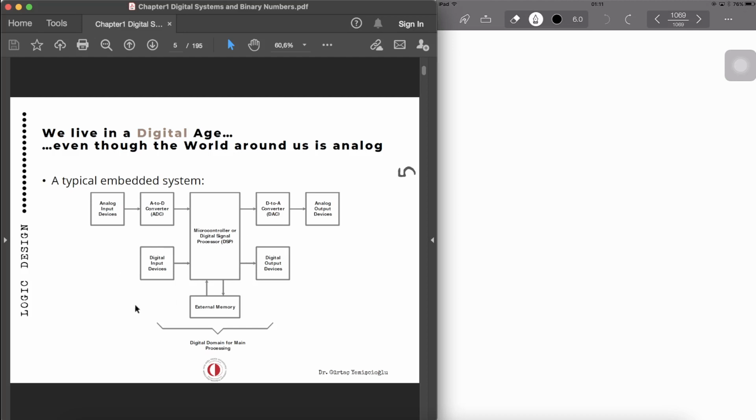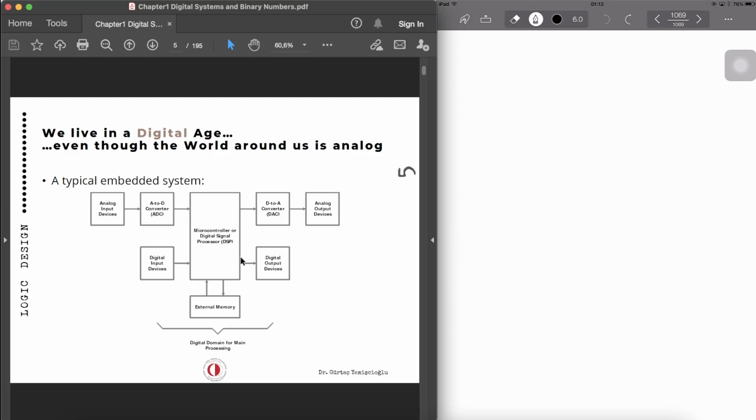You might have digital inputs as well from some other devices, or if you want to have another analog output, then you have to convert it back to analog and send it out. So this is a typical system. And where this course is sitting, and what we are going to talk about, is mainly the microcontroller or processors. So what do we have inside of those microcontrollers and processors? That is what we are aiming for.